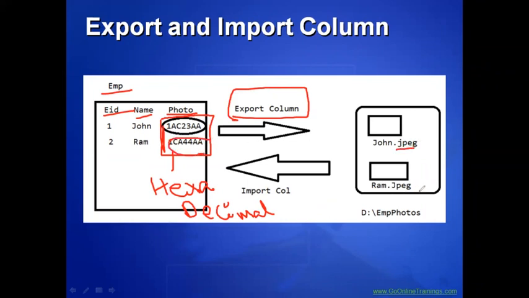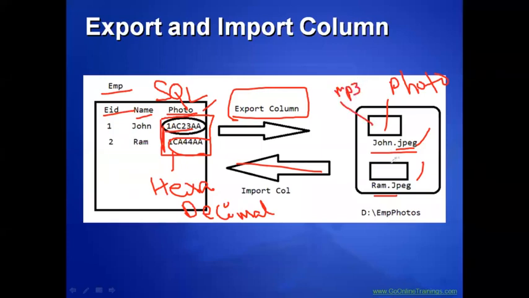This picture will become a JPEG file. You will be able to see the photo. To convert hexadecimal numbers into photos, you will be able to use export. If you have JPEG files, when you load the data, it will become a hexadecimal number. Am I clear? If you have some data coming from SQL, especially binary data or photos data or audio files, video files, when you export the data, all the audio data will become MP3 format. MP3 means you can play it, but all the photos will become JPEG. Clear? If you wanted to deal with audio data, video data, you can use a transformation called export column.